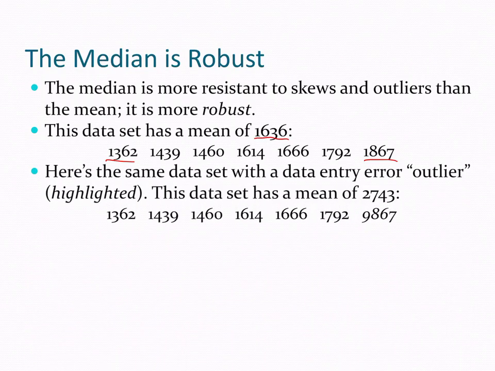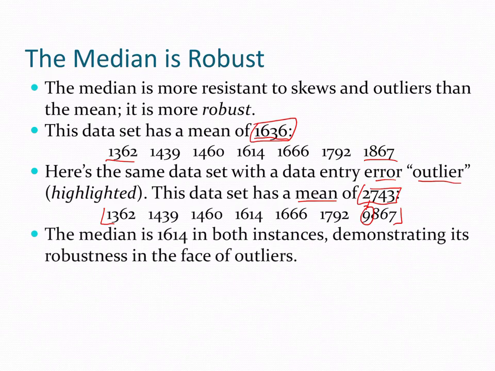Here's the same data set with a data entry error outlier. We can call this a fat finger, or a human error, something that happens, something that we don't want to happen on our homework or exam. When you're copying stuff down, you don't want to put a wrong number because then it changes everything. Same data set, but with this fat finger there, it completely changes the mean. The mean went from 1636 to 2743, which is a big difference for a fat finger.